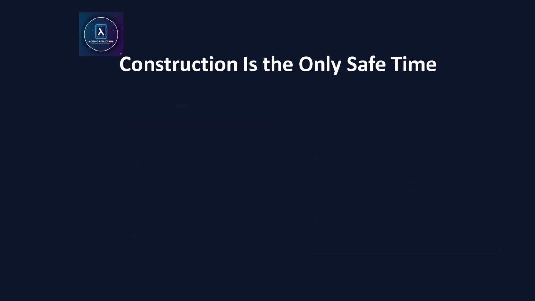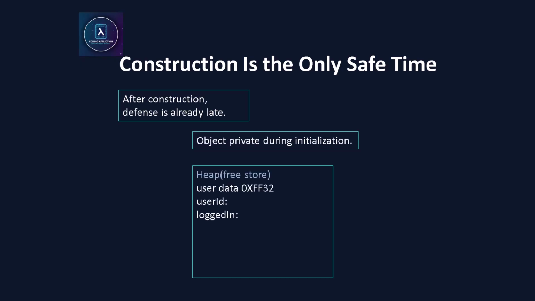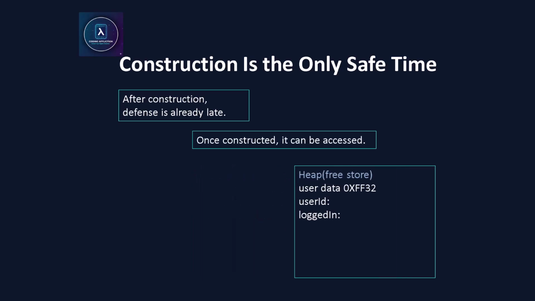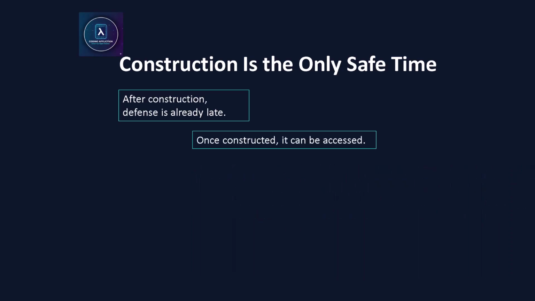Once an object is constructed, it can be passed around, stored, cached, shared. At that point, every method assumes the object is already valid. If you rely on later checks to fix state, you've already lost. Construction is the only moment when you can guarantee exclusivity, when no other code can observe the object. That makes it the safest place to enforce invariance and reject bad states entirely.